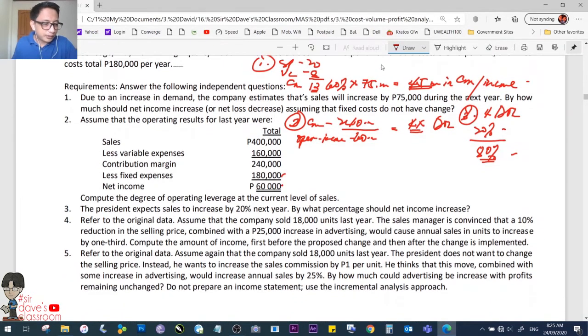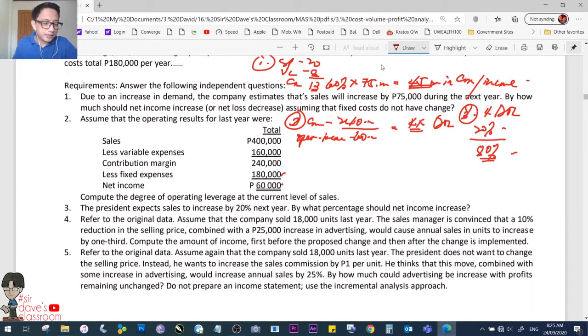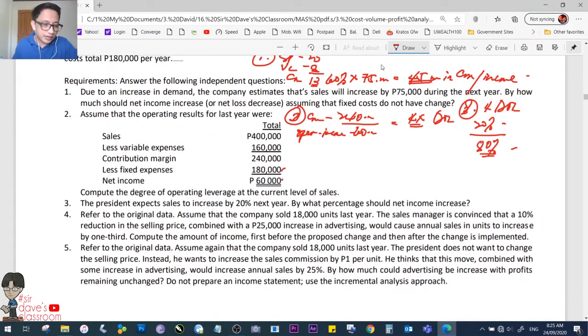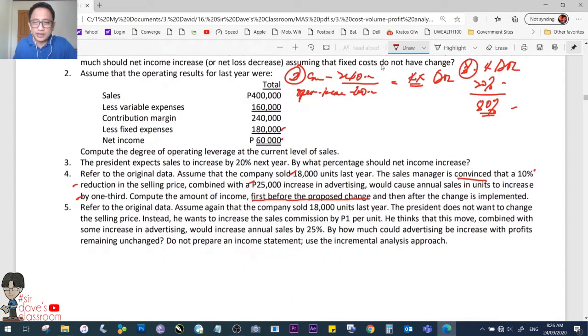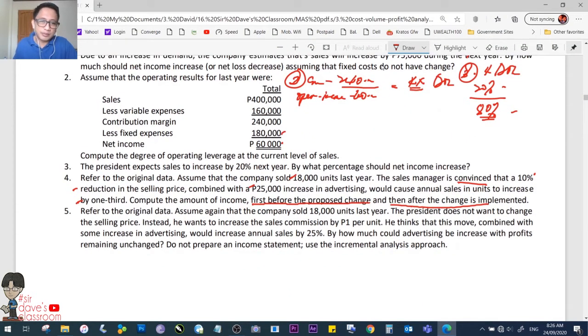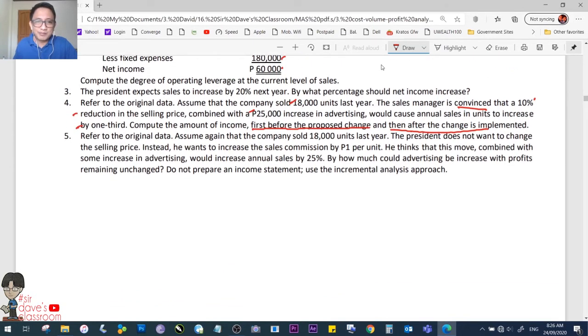Number 4, refer to the original data. Assume that the company sold 15,000 units last year. The sales manager is convinced that a 10% reduction in the selling price combined with a 25% increase in advertising would cause annual sales in units to increase by 1/3. Compute the amount of income first, before the proposed change and then after the change is implemented. So, class, this means we are forced here to make two income statements. First before and then after.